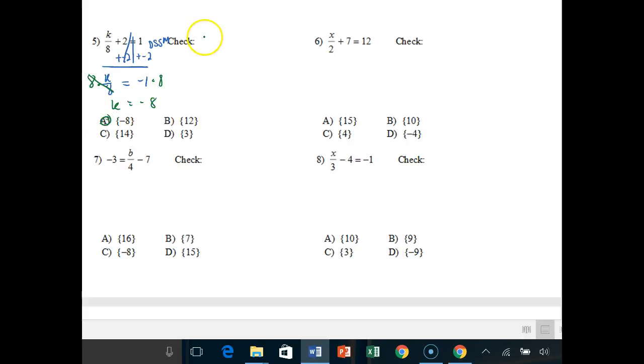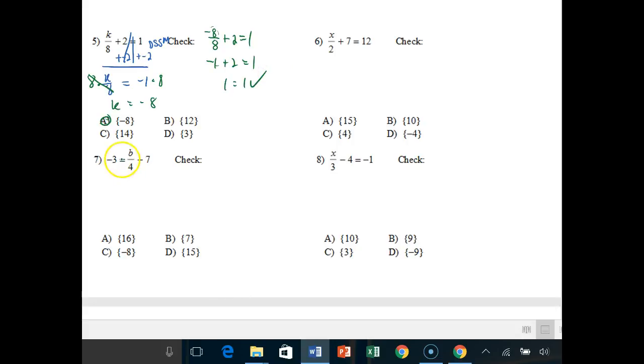So now plug in. So don't put k over 8. Put negative 8 over 8. Again, just rewriting this, but with our answer. Plus 2 is equal to 1. And this is negative 1 plus 2 is equal to 1. And you're asking yourself, is negative 1 plus 2 really equal to negative 1? Yes, it is. So therefore, you know you have the right answer.